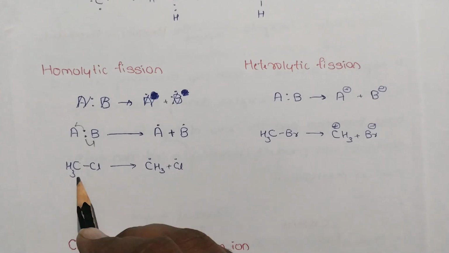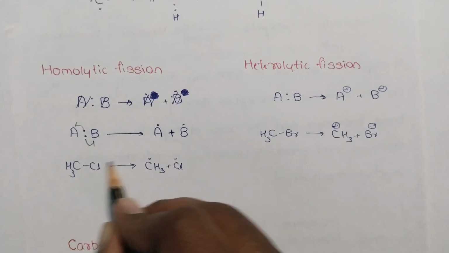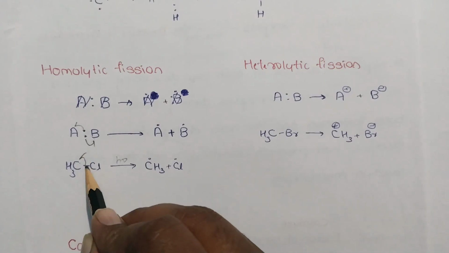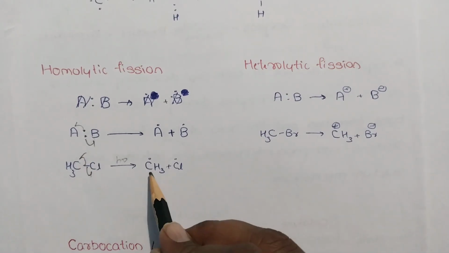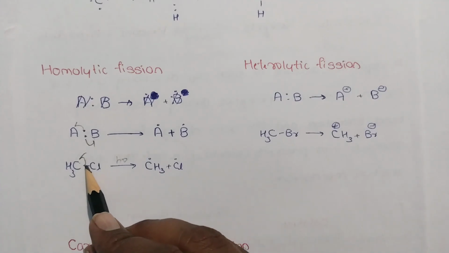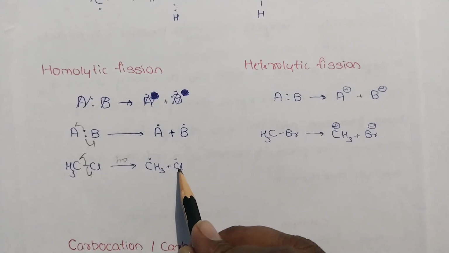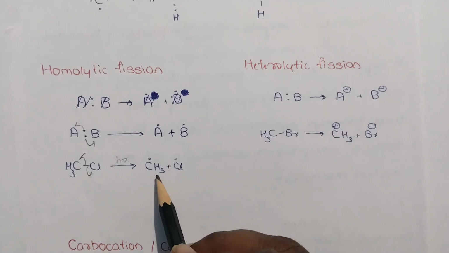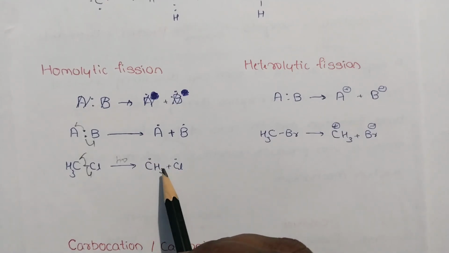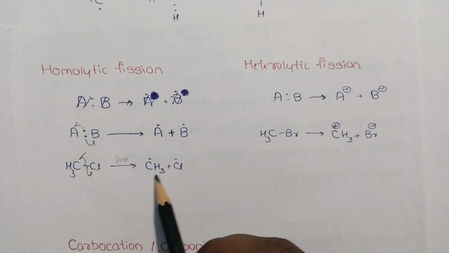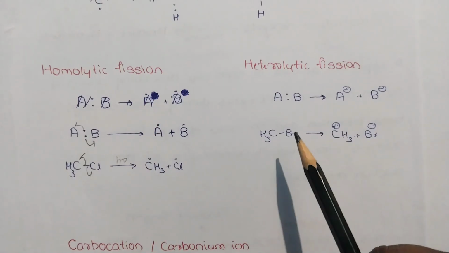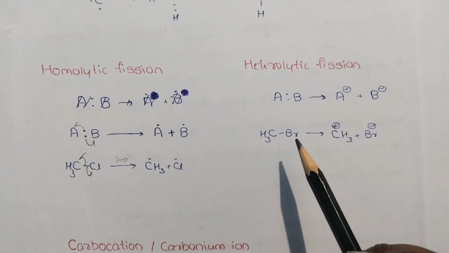Let's take an example. This is methyl chloride in the presence of sunlight. After this cleavage, one electron goes to this methyl carbon, another electron goes to this chlorine, so that we get the chlorine free radical and the methyl free radical. These types of intermediates are formed in homolytic fission. Then the next one is heterolytic fission.